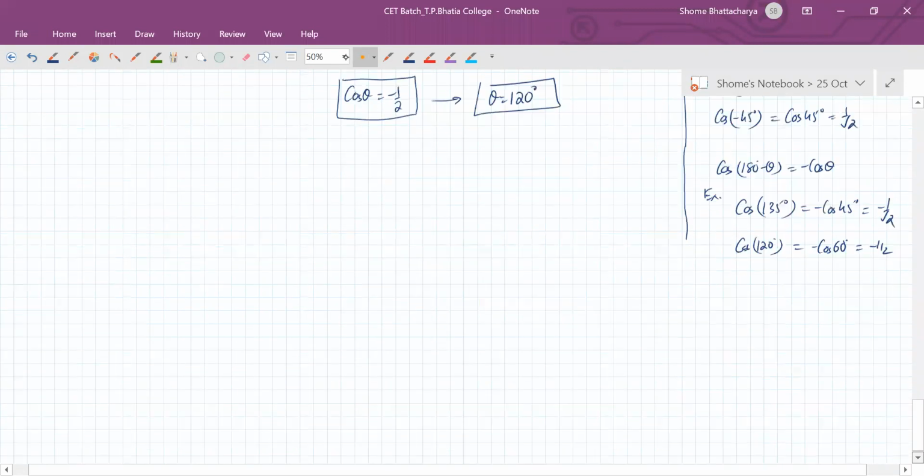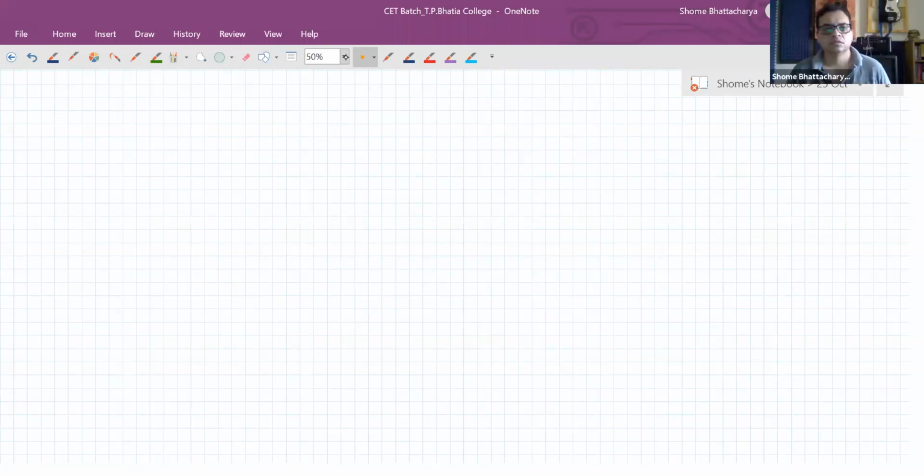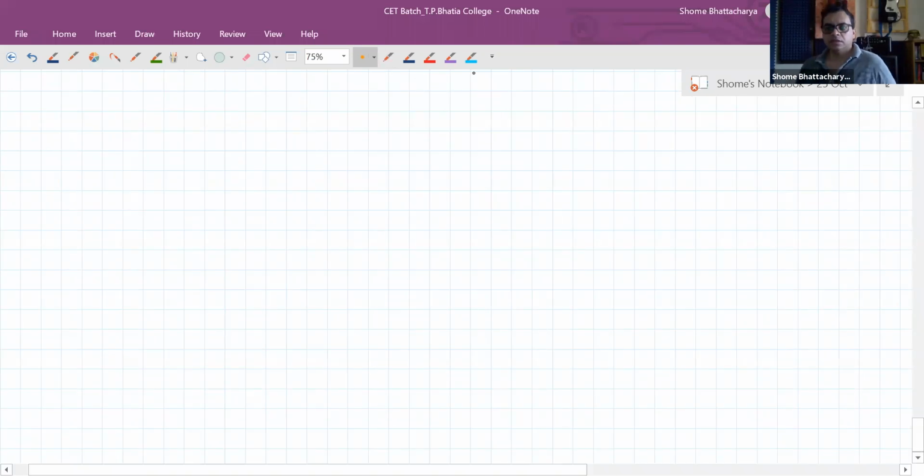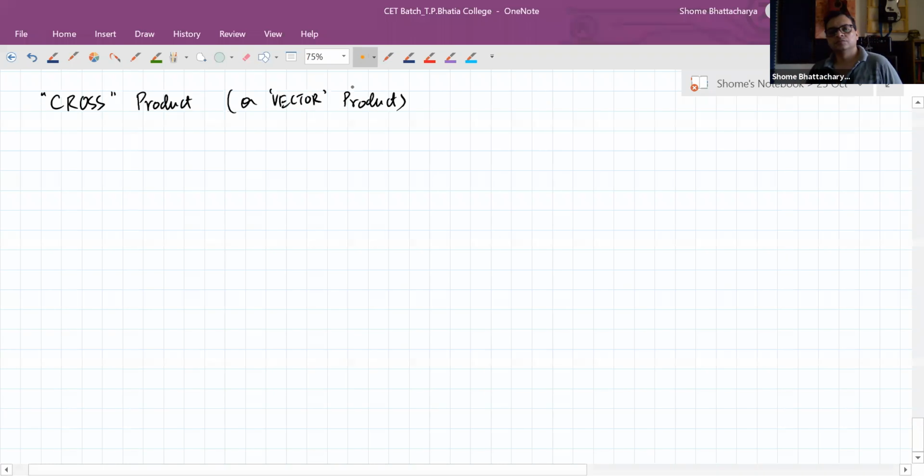Alright, now let's come to the last part of vector algebra, the last operation we will be studying in this chapter. And that is called the cross product, or it is also called vector product. The previous operation we had done was called dot product or scalar product. This is called cross product or vector product.